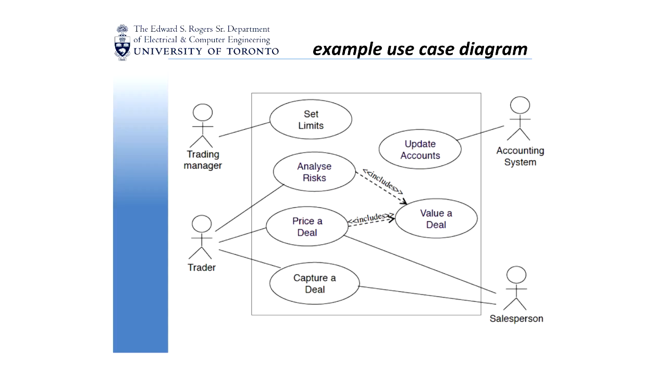Notice the 2 includes arrows pointing to value a deal. In UML, includes means mandatory reuse. So every time you price a deal or analyze risks, the system is forced to run value a deal first. Without this crucial step, our actors literally can't know what price to quote the client or whether this deal will break any risk limits the trading manager has set.